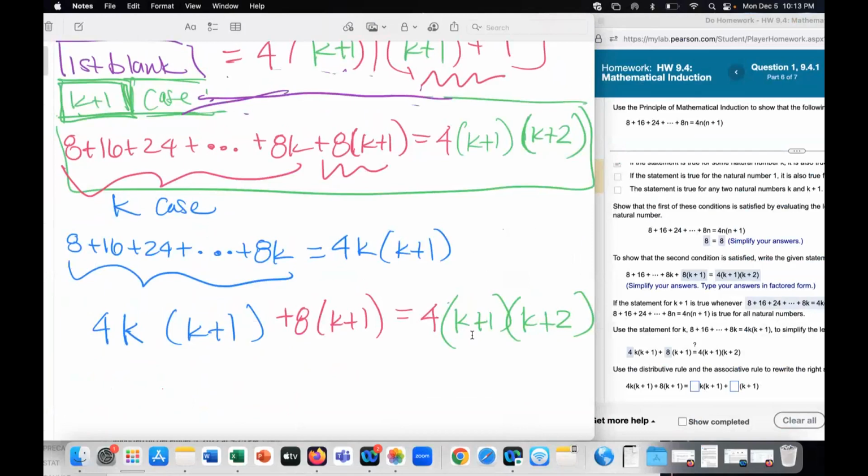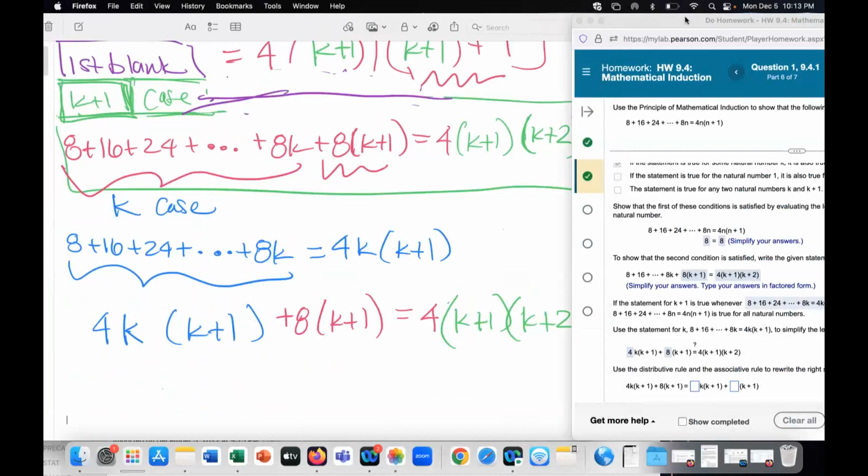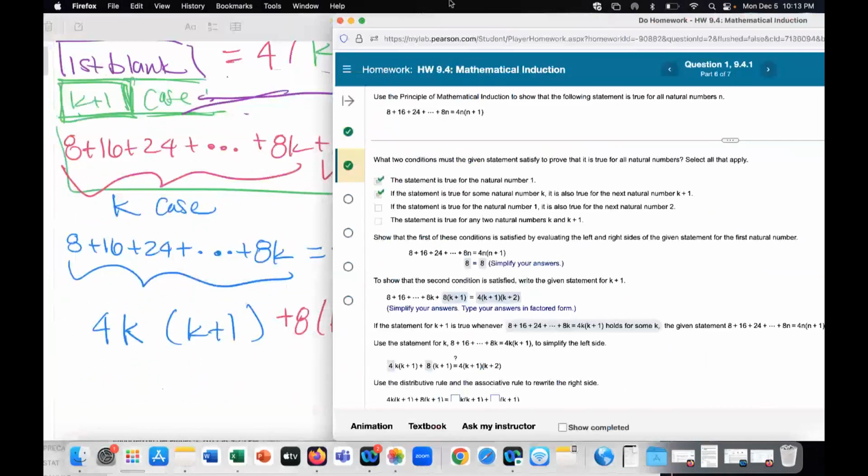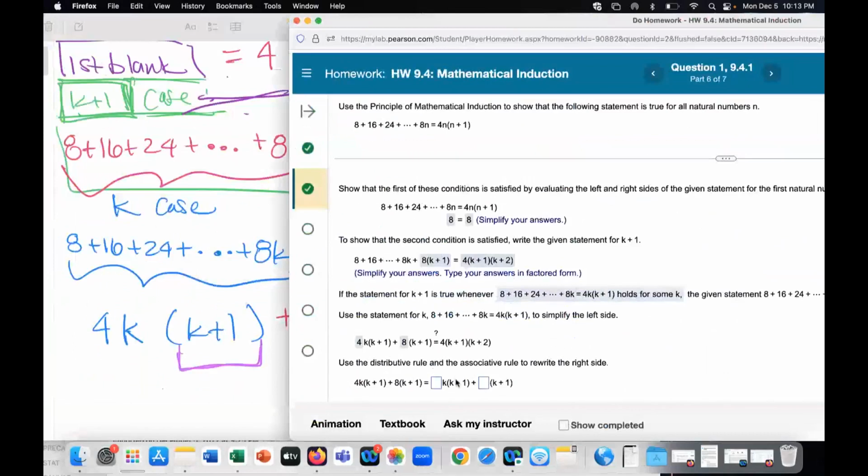And so they're showing you how to do that. They make a suggestion because this is us teaching you. It's the first time you've seen it. It's kind of like training wheels. There's a lot of steps and things put in place to help you. What we're going to do, and I might zoom in to make this bigger so you can see, is you have 4 times K and K plus 1 plus 8 times K plus 1 equals. They're going to have you use some distributive rule and rewrite it to make it look like the other side.